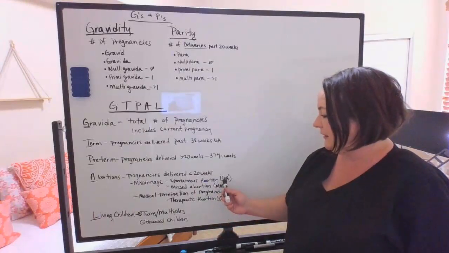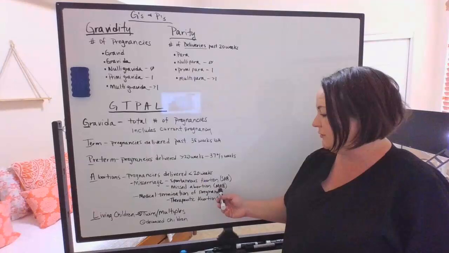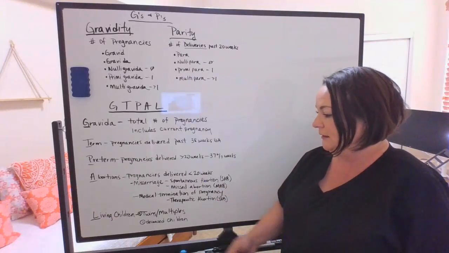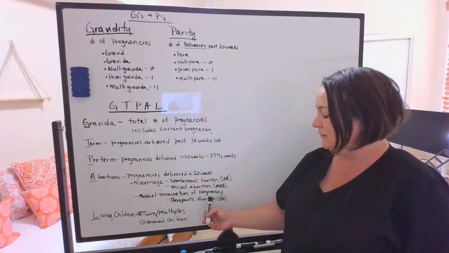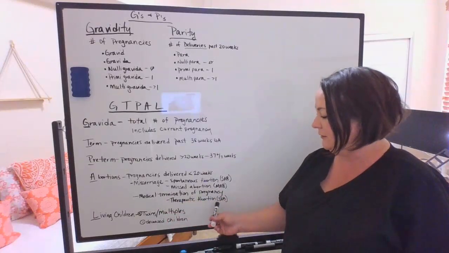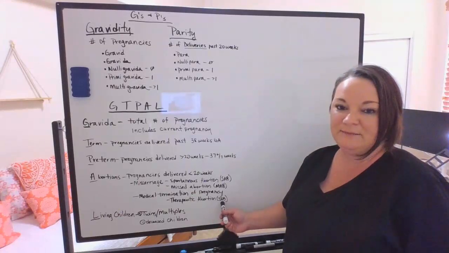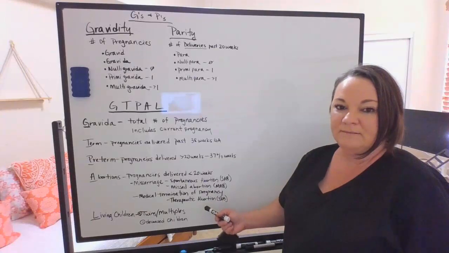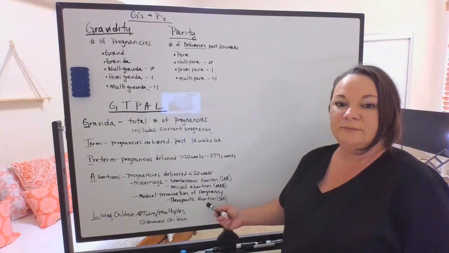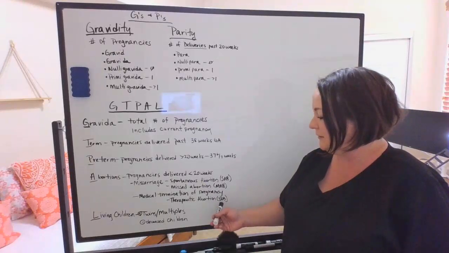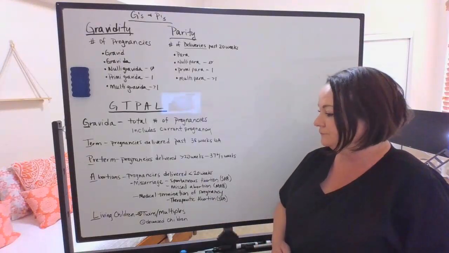The acronyms for that are SAB for spontaneous abortion and MAB for missed abortion. And then we have medical termination of pregnancy, or a therapeutic abortion, which is also, the acronym is TAB. These are true abortions, or if we were to terminate a pregnancy due to putting the mother at risk. Okay, so that would be a therapeutic abortion.